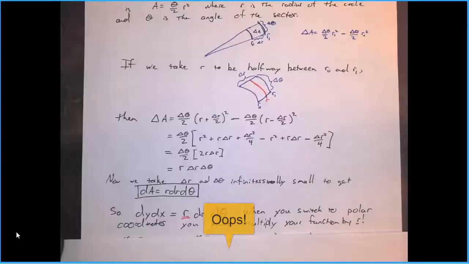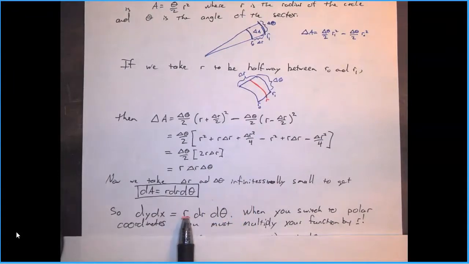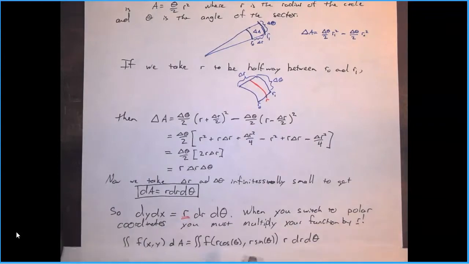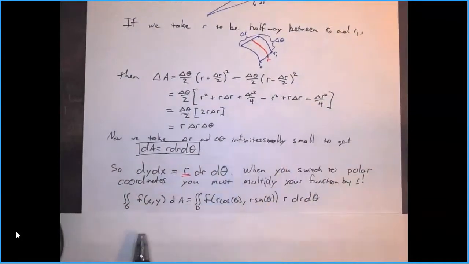The main thing you need to remember is that when you switch from Cartesian to polar coordinates, you have to multiply your function by r. So dy dx is r dr d theta. Whatever you're integrating gets multiplied by r. So for instance, if I'm integrating some function f in terms of Cartesian coordinates, and I switch to polar, I need to replace all the x's in this function with r cosine theta. I need to replace all the y's with r sine theta. I need to multiply by r, and then I can integrate.